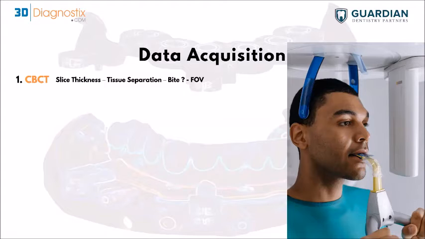For all partially edentulous cases, 3DDX recommends that you scan your patients out of occlusion by simply putting 2 cotton rolls at the bicuspid region on each side. That should be good enough for separating the upper and lower dentition while taking the CVCT scan.